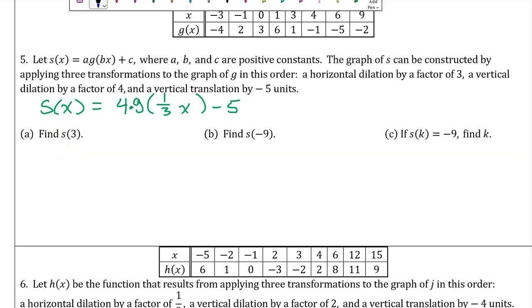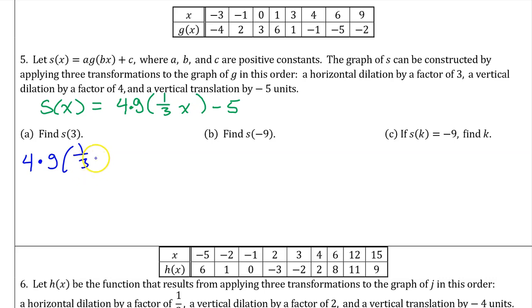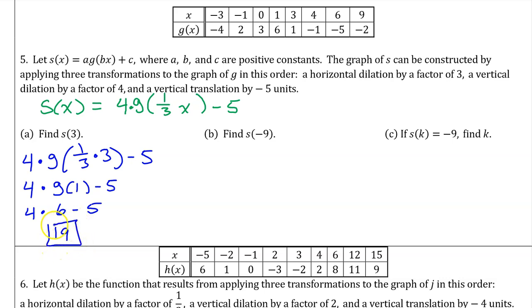Now we need to find s at 3, which will be 4 times g at 1/3 times 3 minus 5. 1/3 times 3 is 1, so this is 4 times g at 1 minus 5. And g at 1 is 6. So we have 4 times 6 minus 5. That's 24 minus 5, which is 19. So that's the answer to part A.